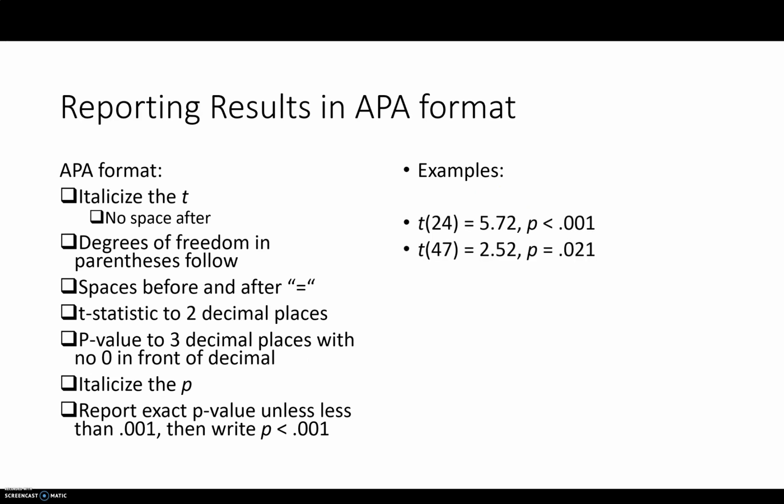And then your t statistics, similar format, italicized, degrees of freedom, to 2 decimal places. Exact p-values without a 0 in front of the decimal, unless it's less than 0.001, then you can use the less than sign. Okay? All right, that's all for this one.